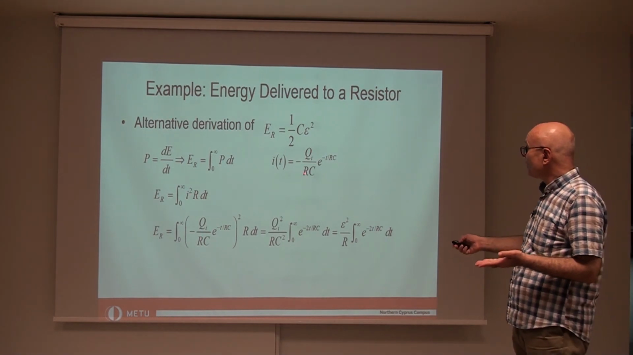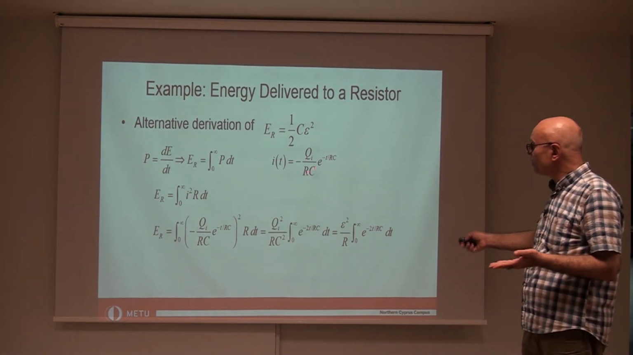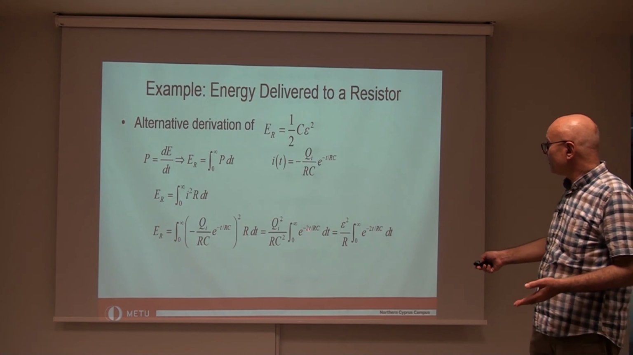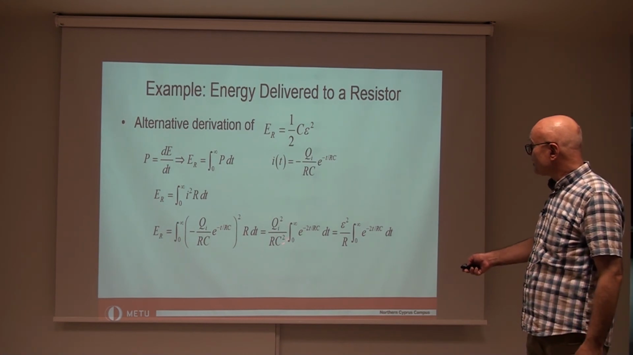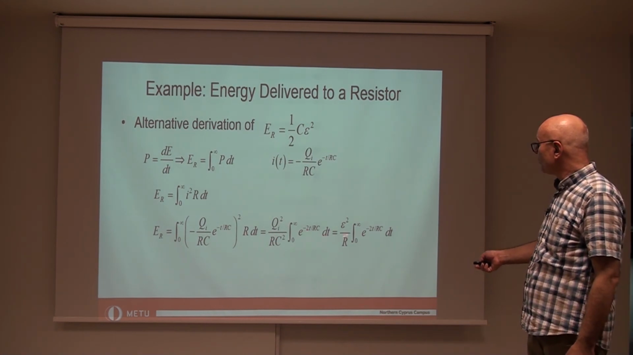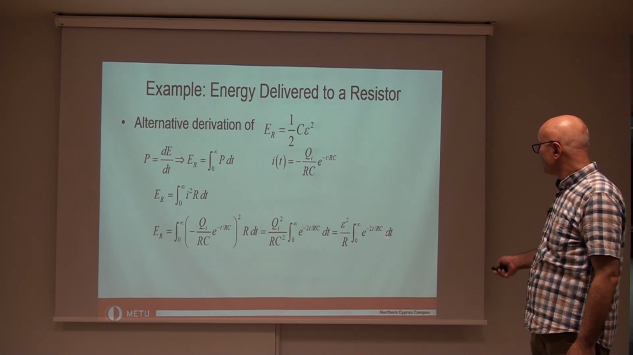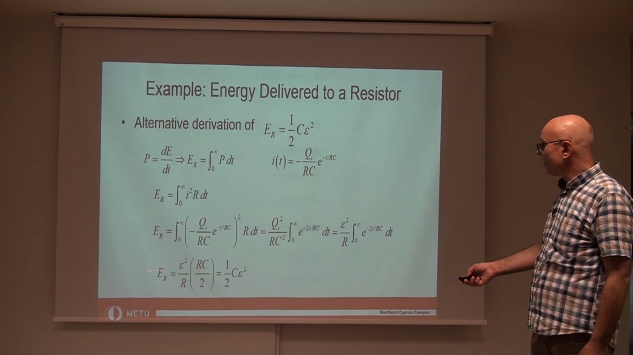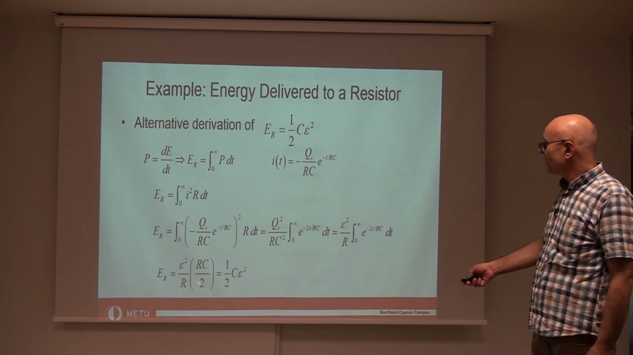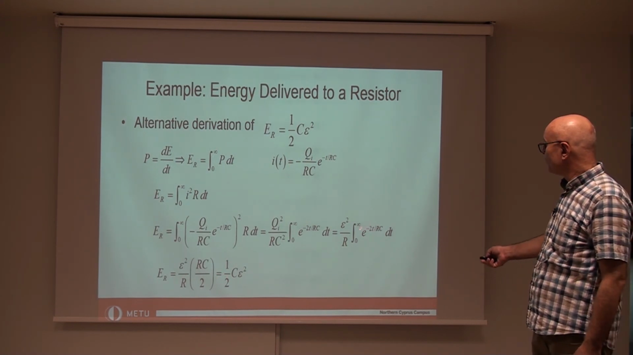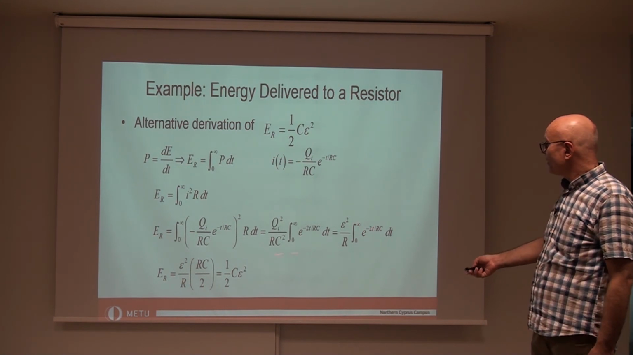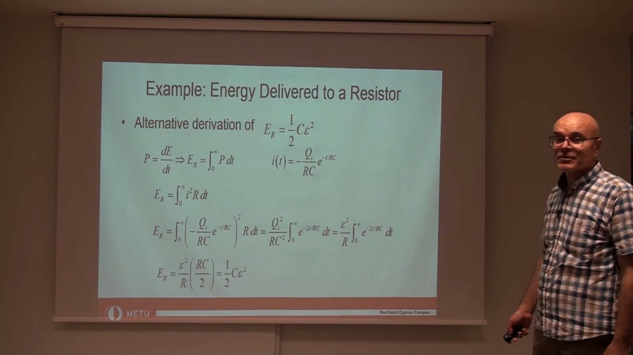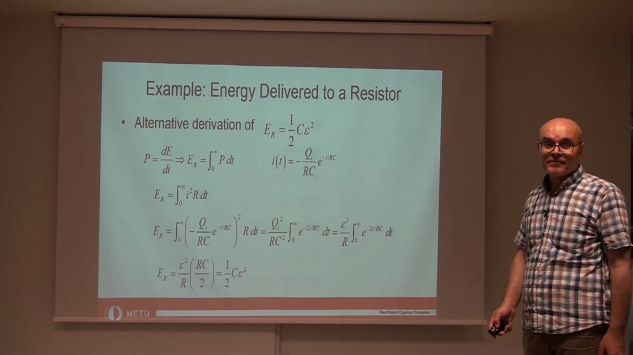This is Q squared over R squared C squared times e to the minus 2t over RC. When you square it and integrate, this is constant, a straightforward integral, and you get this integral and substitute the limits. Note that at infinity, this thing goes to 0. Then this is the expression you get, which is exactly this.